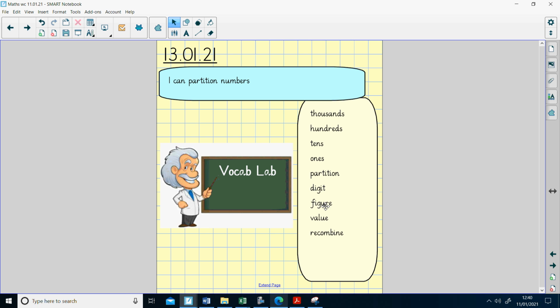We're looking at figures. The value, because we're looking at place value, so we're thinking about how much each digit is worth. And then recombining is where a number has been partitioned and you might have to put it back together. Let's have a look at our first question.